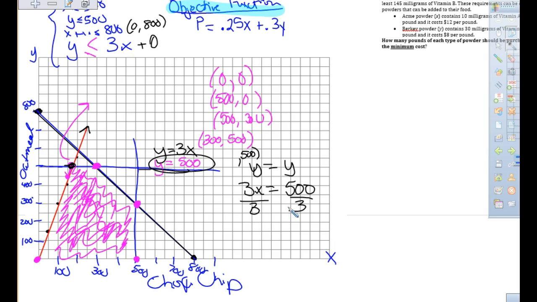So how many cookies are we talking about? 166 or 167? I would probably go, we're not going to have half a cookie, right? We're going to go with the 166.